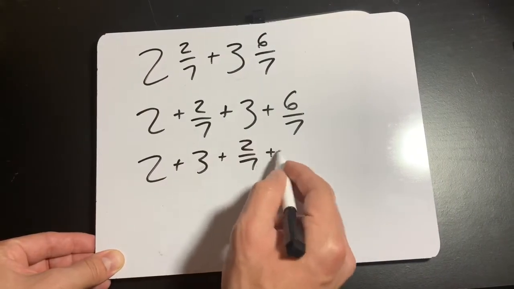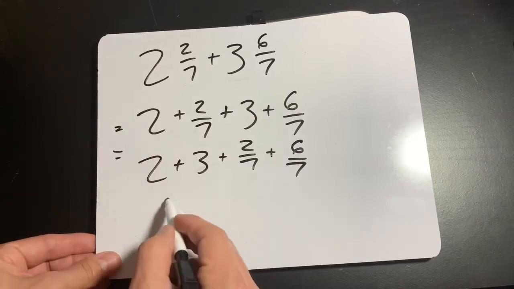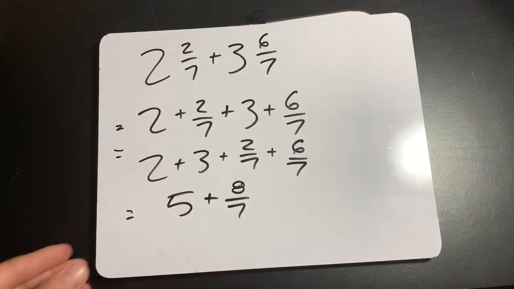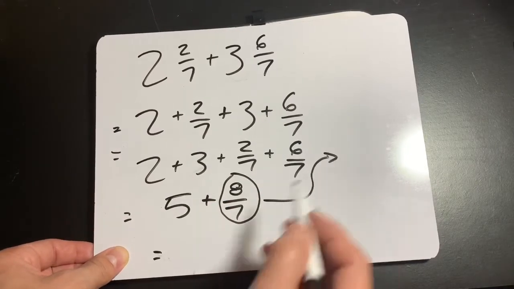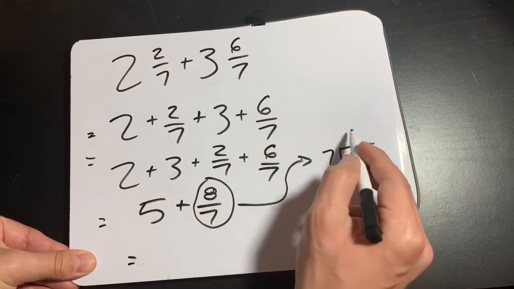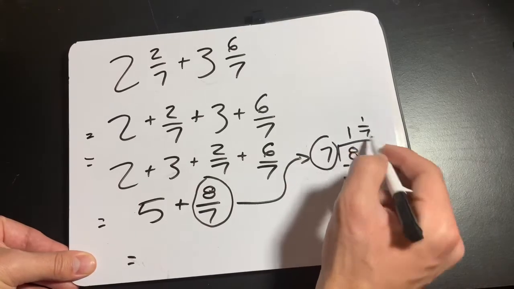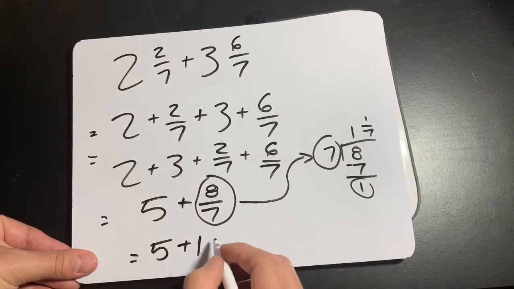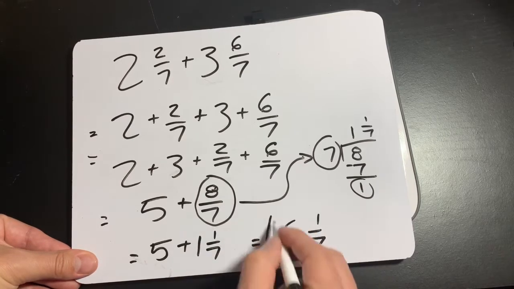On this one, we're going to get an improper fraction. So 2 plus 3 plus 2/7 plus 6/7. So 2 plus 3 is 5. And they have the same denominator, so I add the numerators. 5 8/7. That's an improper fraction. So I go to long division to solve this. So 7 goes into 8 one time. So I have 1 1/7. So now I have 5 plus 1 1/7, which is going to give me 6 1/7.